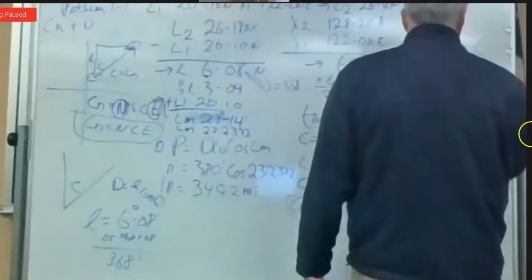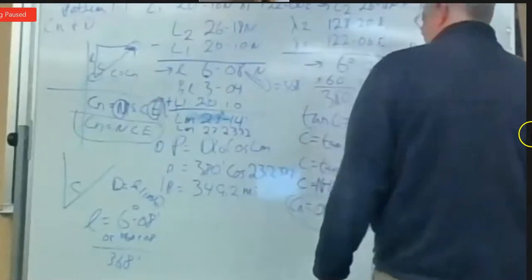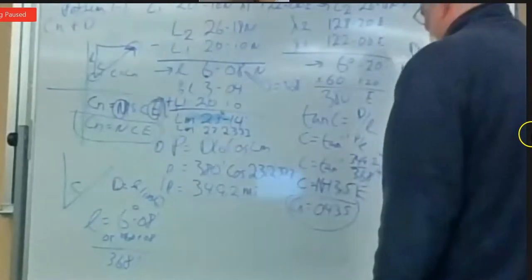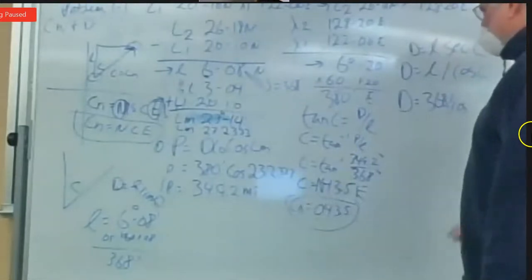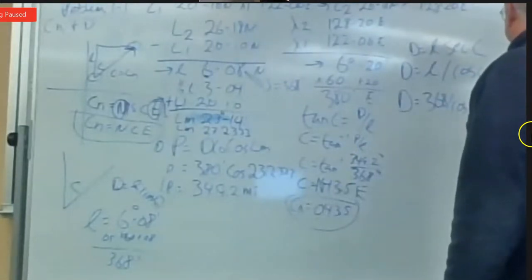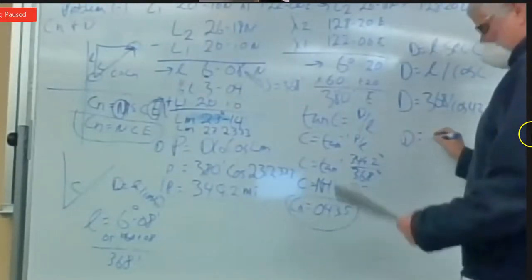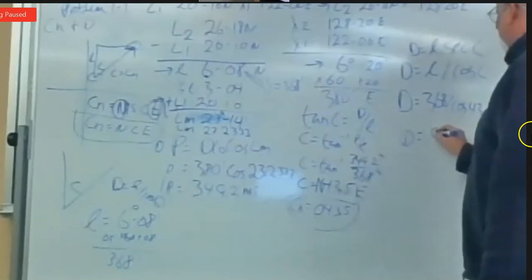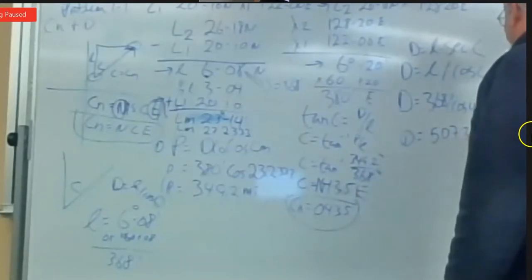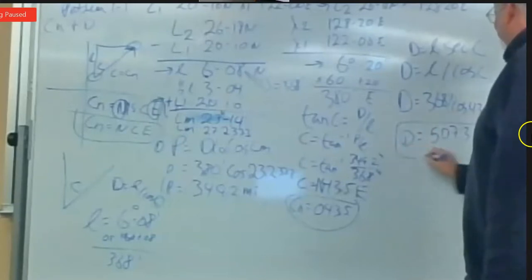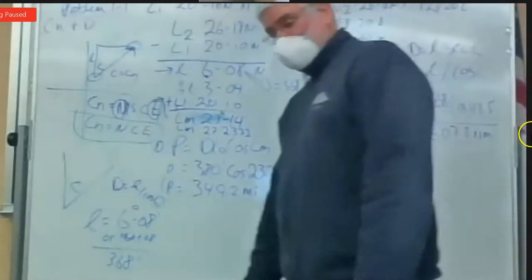Okay, so now we're almost done. 368 divided by the cosine, what am I going to stick in there? 43.5. And when I finish that, you should get 507.3. And that problem is now done.